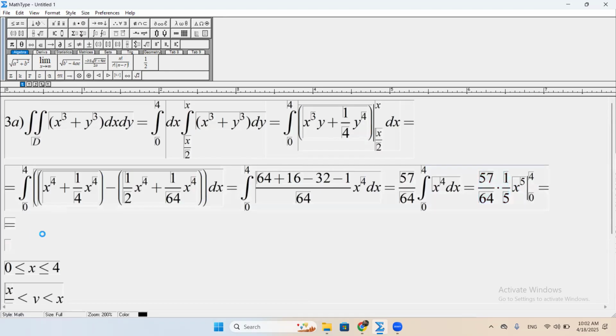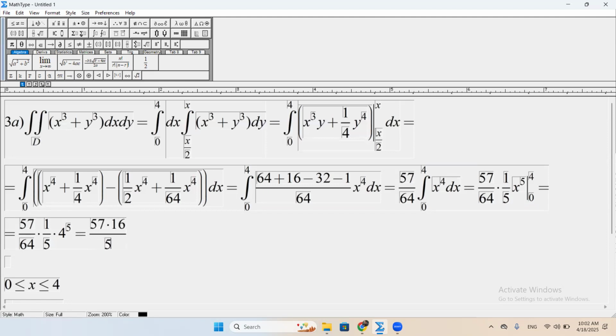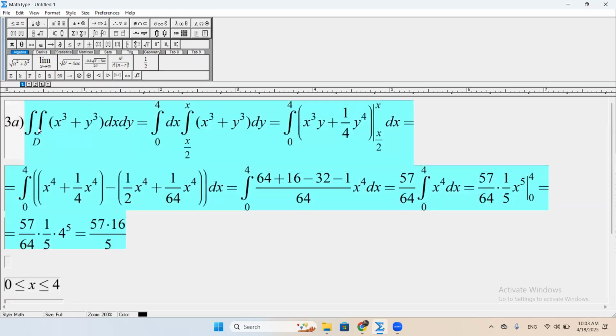So actually here we will have 4 to the power of 5. 64 is 4 to the power of 3, so we can cancel something. And we will have 57 times 16 over 5. And let's leave it like this. Let's not calculate it to the end. It is enough. Any questions about this exercise? No questions. Okay.